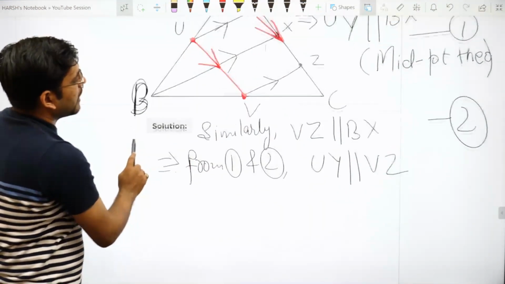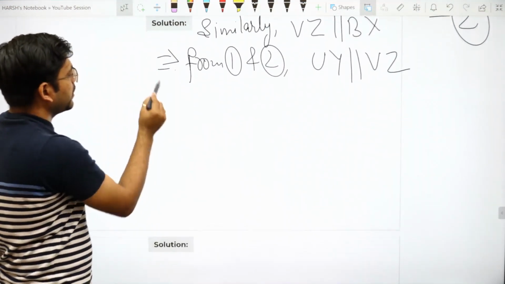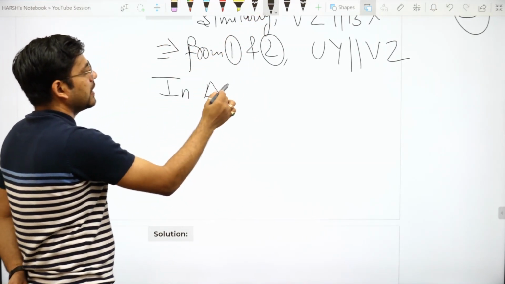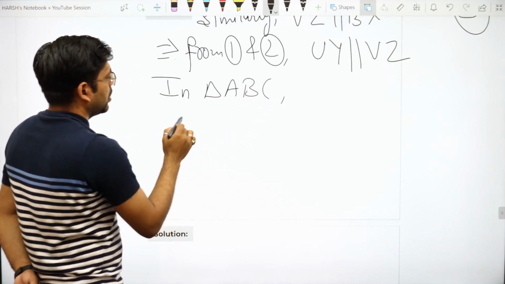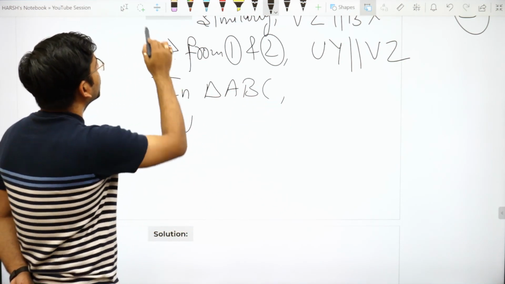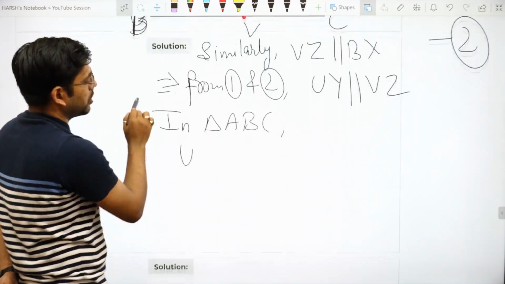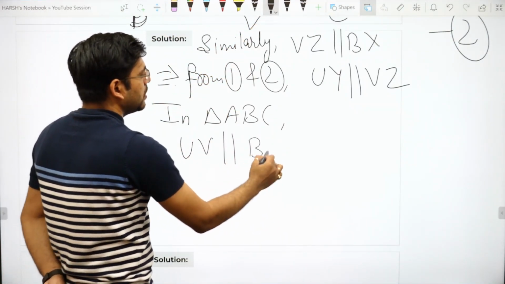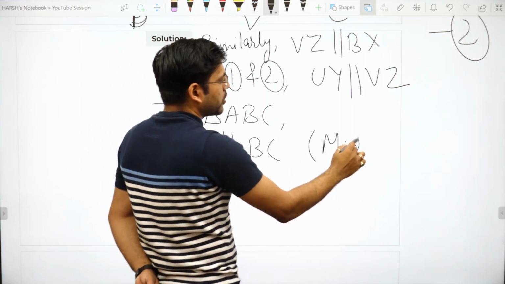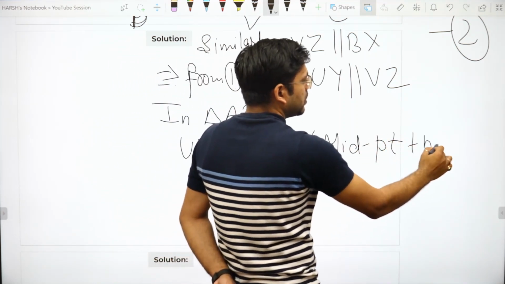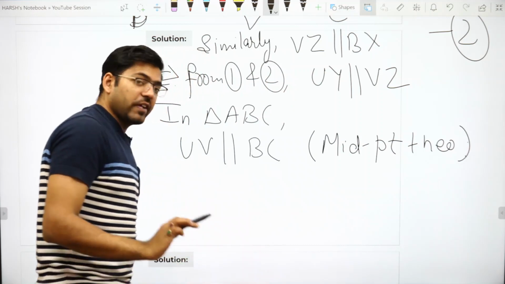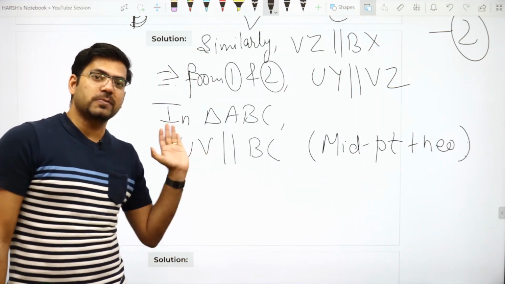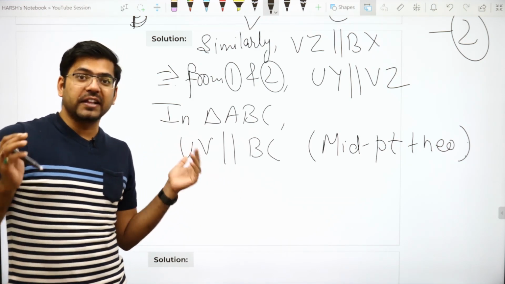So I'll write in triangle ABC, UV is parallel to BC, and the reason being midpoint theorem. And let me tell you that even in examinations, when this question comes, you can just write down this much: UV is parallel to BC. That will be sufficient. You will be getting the marks.